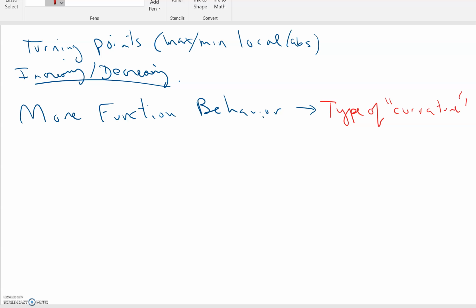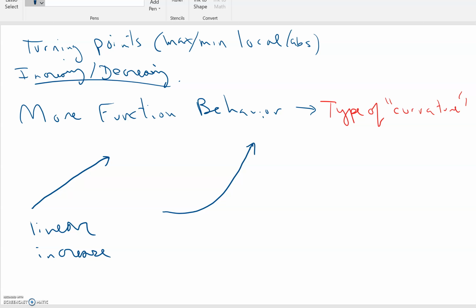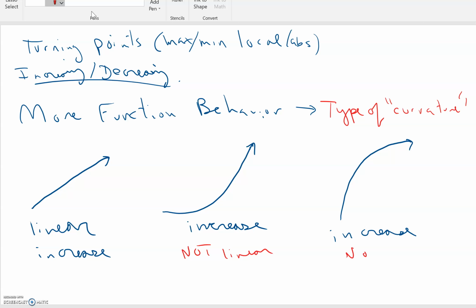And here's what I mean by that. I can draw you an increasing function like this, or I could draw you an increasing function like that. That's increasing. Or I could draw you an increasing function that did that. But this is not linear, right? Neither one of these is linear. So we need to be able to distinguish these other types of function behavior.